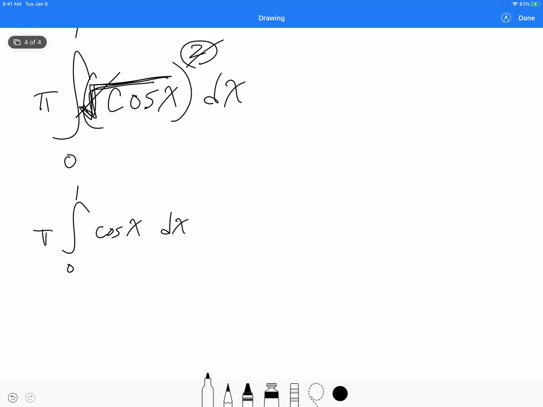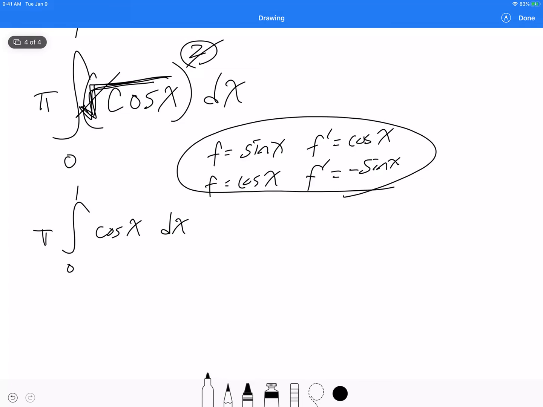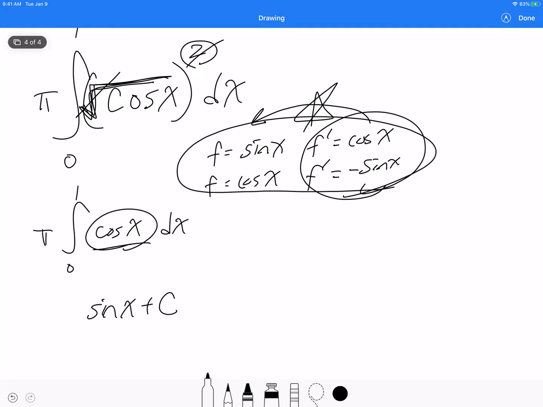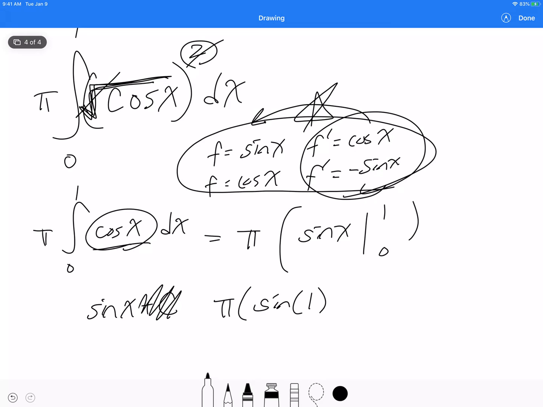If you guys remember the trig rule, if the function is sine of x, the derivative of sine of x is cosine of x. If the function is cosine of x, the derivative of cosine of x is negative sine of x. This is a trig identity that I always want you to remember. So if I'm integrating, which means I'm starting from here going backwards, the integration of cosine of x is simply sine of x, right? Well, sine of x plus c, but remember from the previous question I told you that the c doesn't matter because they cancel each other out anyways. So this is simply pi times sine of x, and you're going to plug in from 0 to 1. So it's pi times sine of the high x value, minus sine of the lower x value.